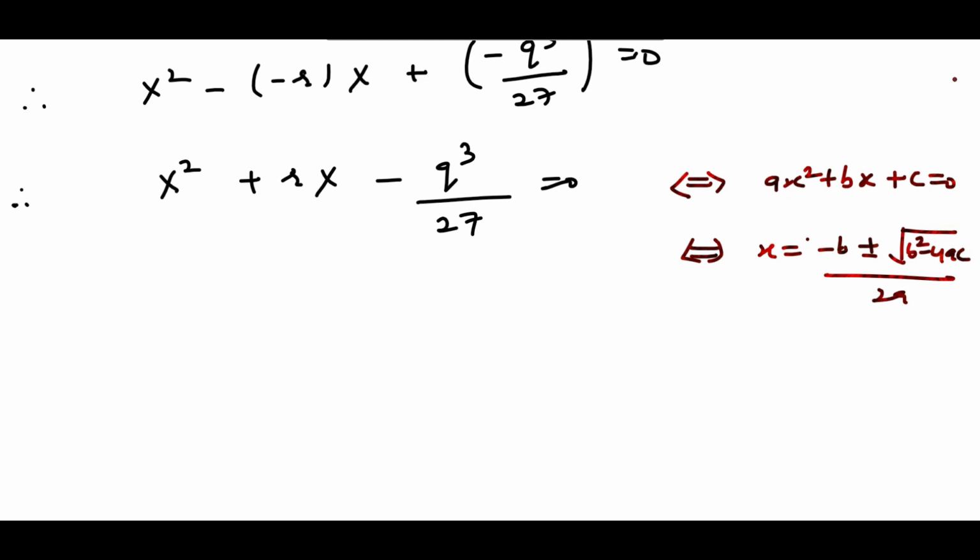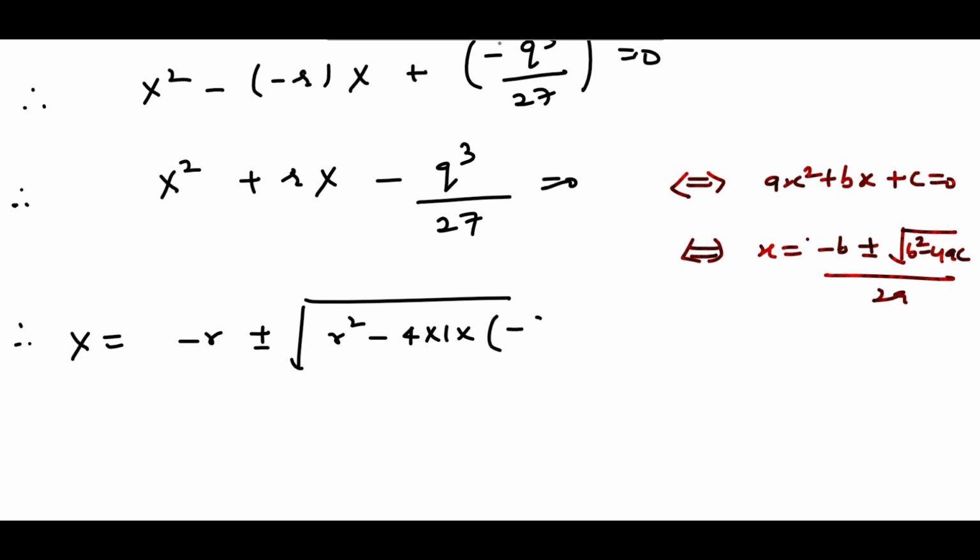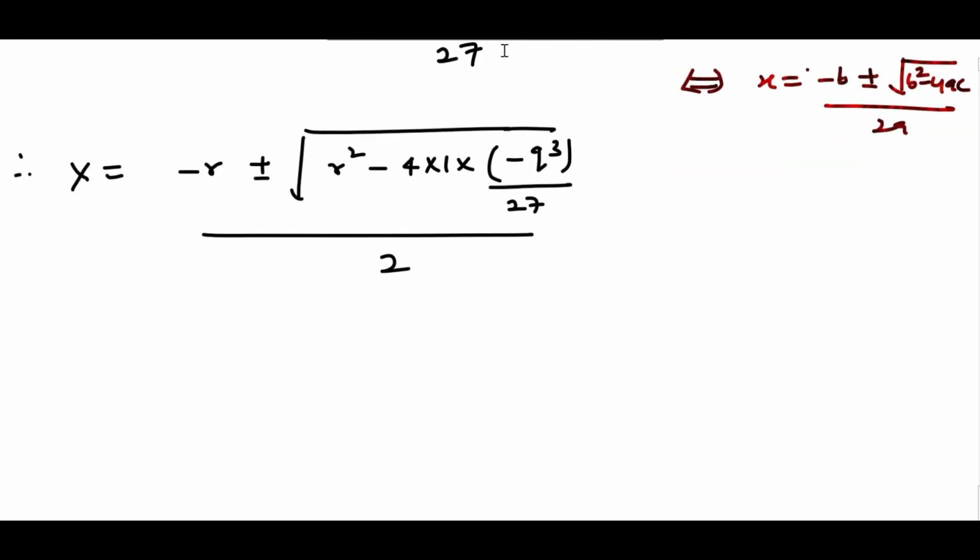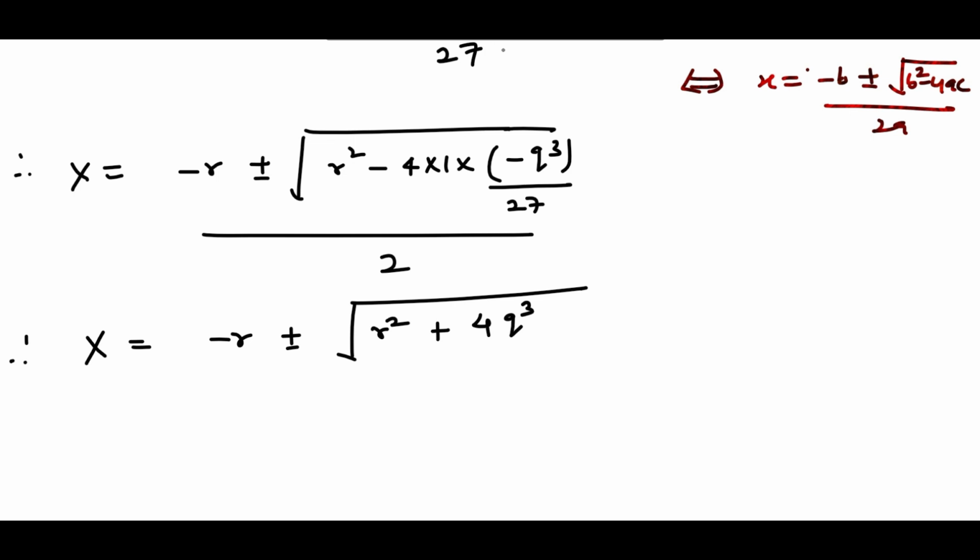So by using this Sridharacharya formula, we can find the value of x here, that is capital X, that is negative r positive negative square root of b square, that is r square, negative the 4 times of 1 multiplied to negative q to the power of 3 over 27, over 2. So further simplifying, this value capital X is equal to negative r positive negative square root, that is r square plus 4 q to the power of 3 over 27, over 2.